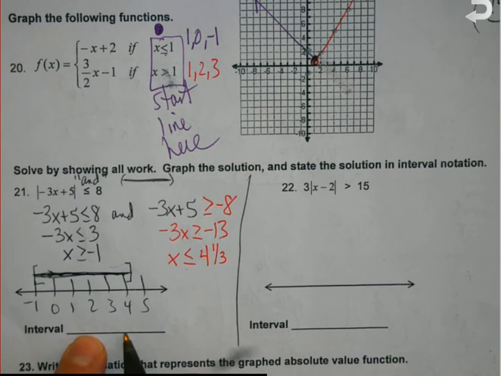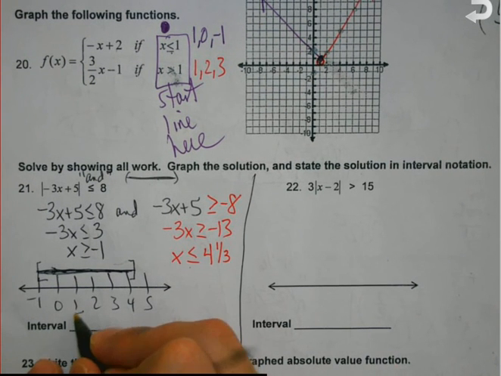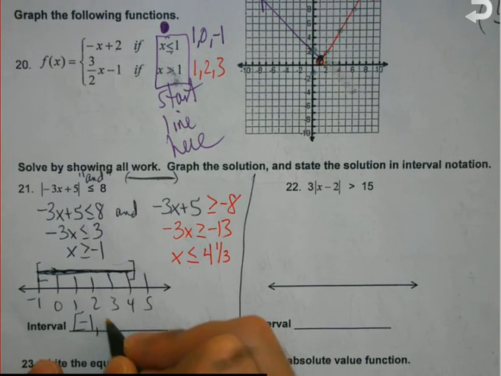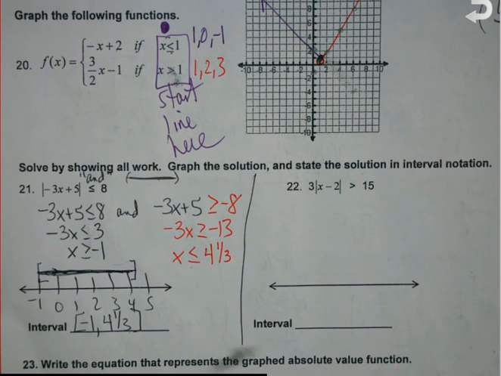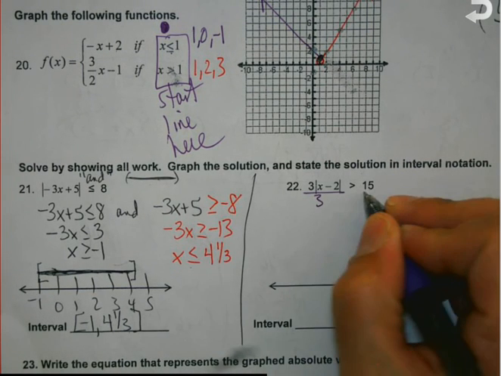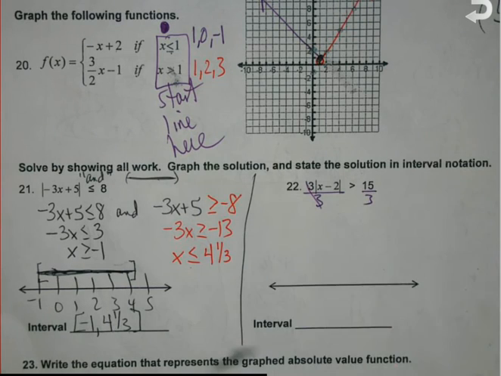So then my interval notation just goes from left to right. And I've got to remember to get that in there. Same thing going on 22. Ooh, another little place with a caveat here. Before I can split it into two, I have to isolate the absolute value.